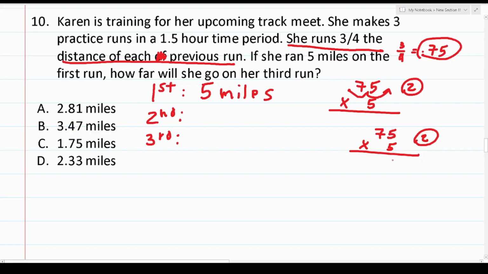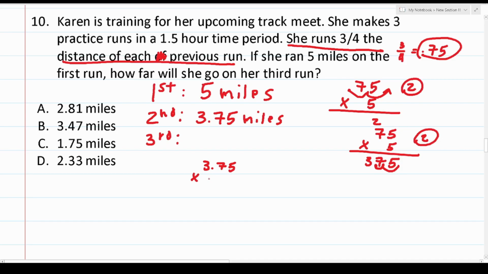This is 5 times 5, which is 25. Carry a 2. 7 times 5 is 35, 36, 37. Shift our 2 decimals back in. 1, 2. So we can see that on her second run, she ran 3.75 miles. In order to figure out the distance she ran on her third run, we're going to take 3.75 and multiply it by 0.75.